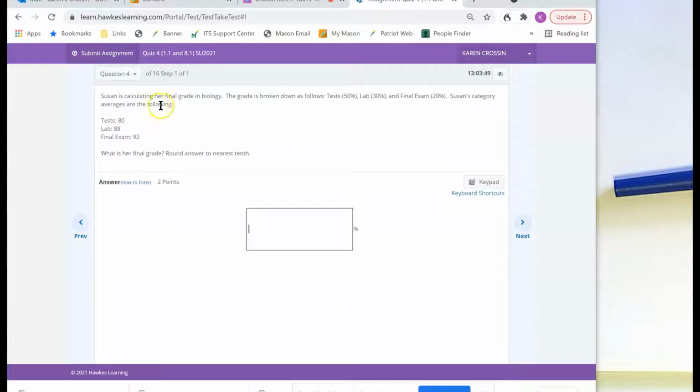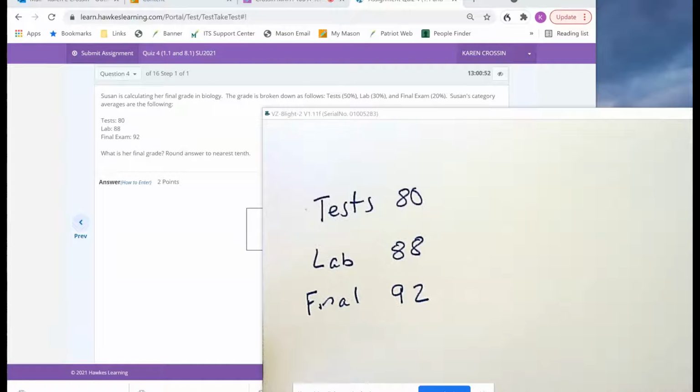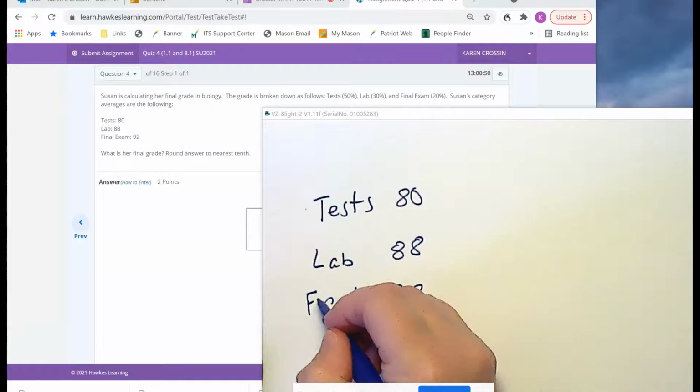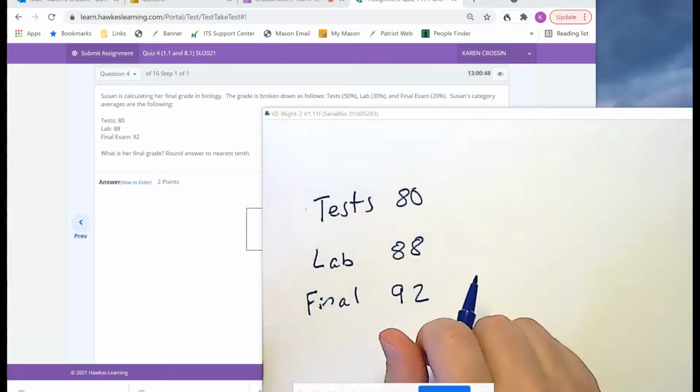Next, Susan is calculating her final grade in biology. The grade is broken down as follows: tests, labs, and final exam. Susan's category averages are the following. Round your answer to the nearest tenth. Okay, so we are going to find her final grade in biology. All right, with problems like this, I just have to do them on paper because I can't deal with anything else besides paper.